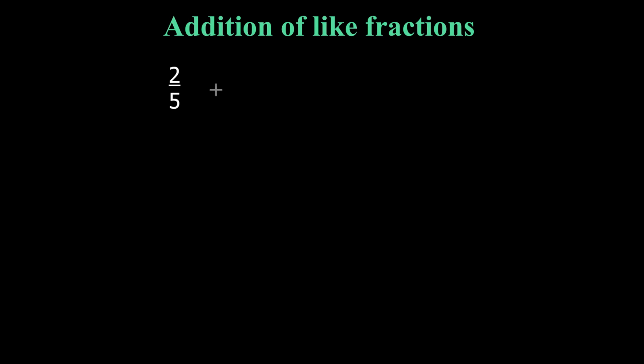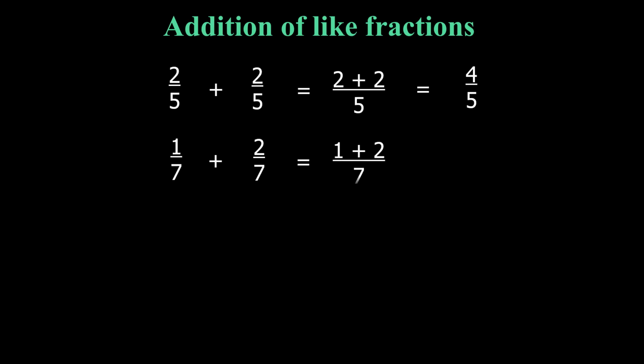2 by 5 plus 2 by 5. What is the answer? 4 by 5. So 2 plus 2 is equal to 4, 4 by 5. 1 by 7 plus 2 by 7. So 1 plus 2 by 7, that is equal to 3 by 7.